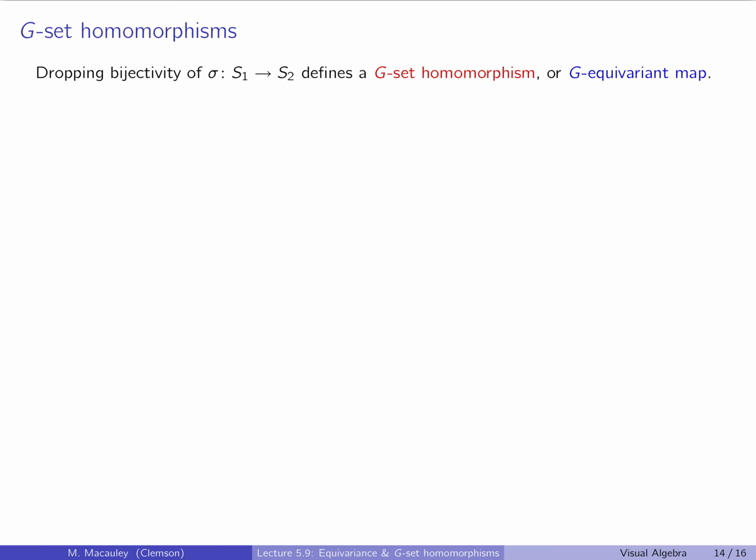I want to finish with the concept of a G-set homomorphism, because these are objects that we've been looking at all chapter, and it's important to understand structure-preserving maps between them that are not bijective. So if we drop bijectivity of the map sigma, then we get a G-set homomorphism, or sometimes it's called a G-equivariant map.